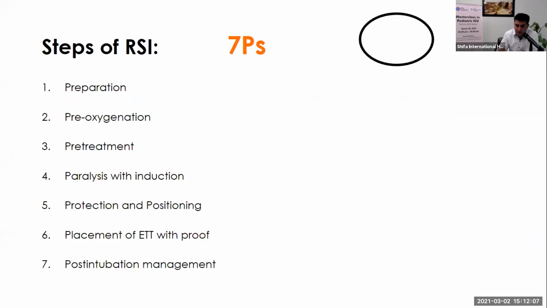And so there are the 7 P's of RSI, the rapid sequence: the preparation, pre-oxygenation, pre-treatment, that's sedation, paralysis with induction, protection and positioning, very important, and placement of the ETT with proof. You make sure that your ETT is in place, and then post-intubation management starts.